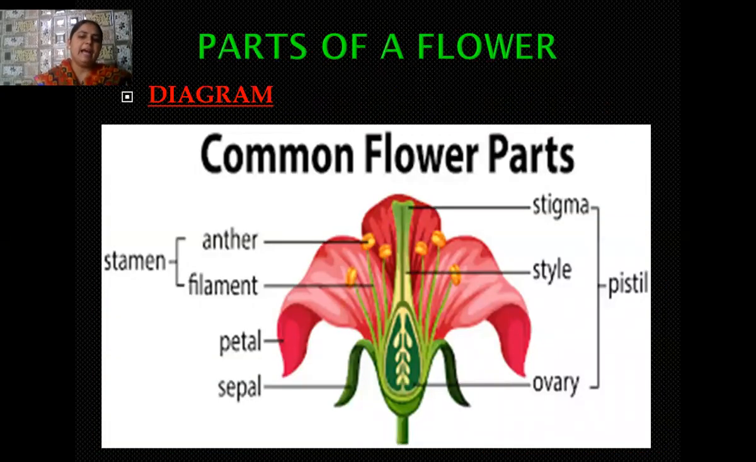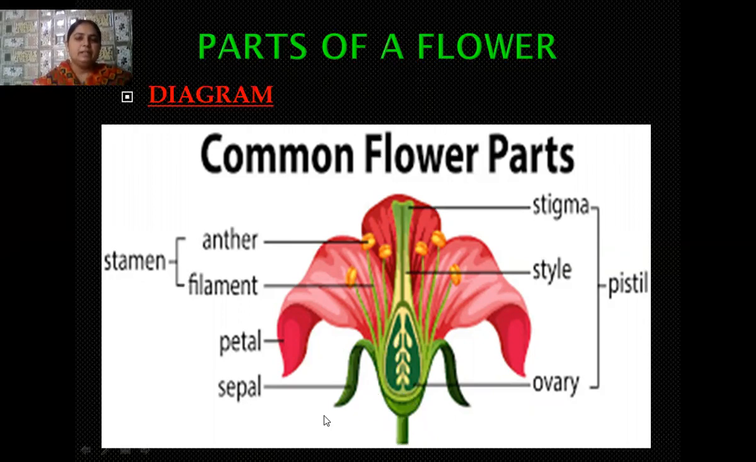Okay, student, we have seen this diagram many times in our lower classes. So this is the diagram of the flower. We show its various parts. So you know that all flowers contain a stalk-like base, which is somewhat swollen at its tip. This stalk-like portion is known as pedicel.